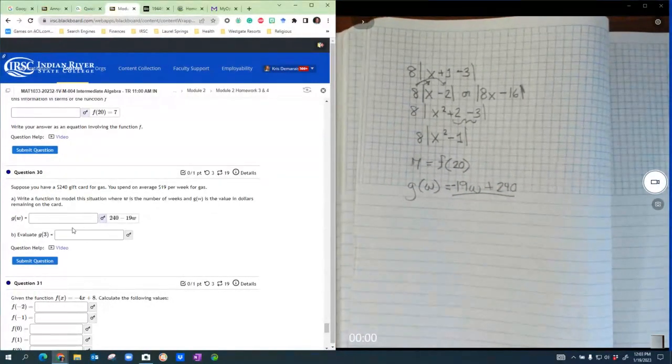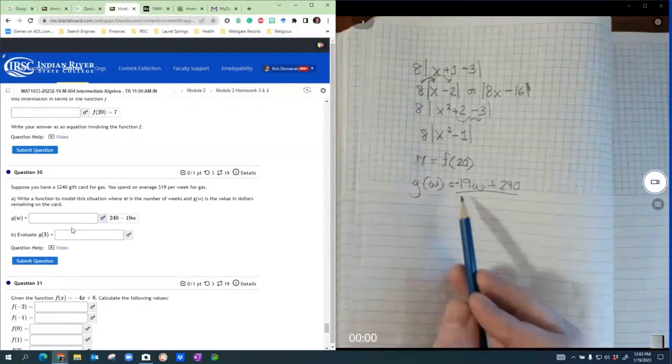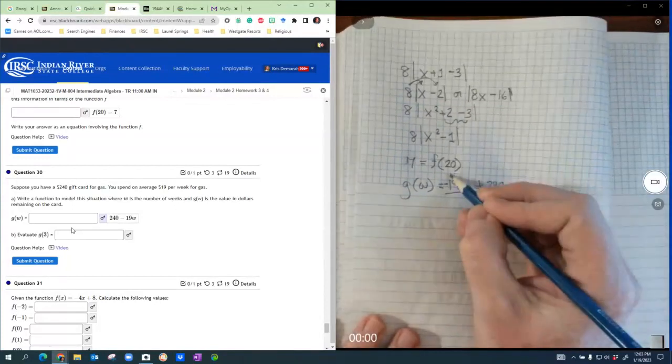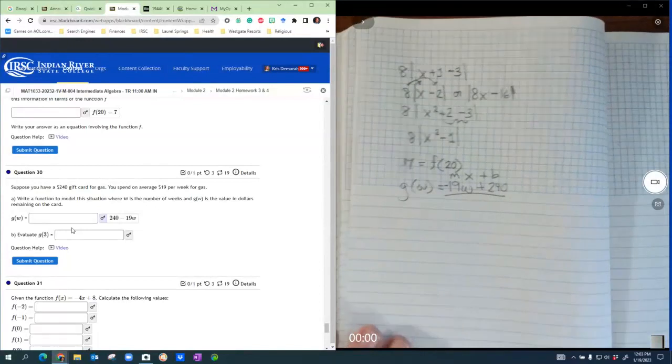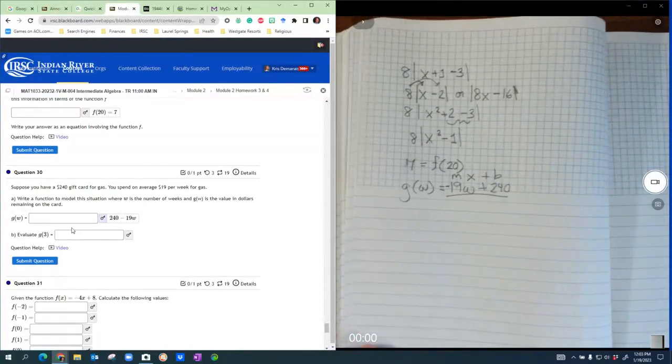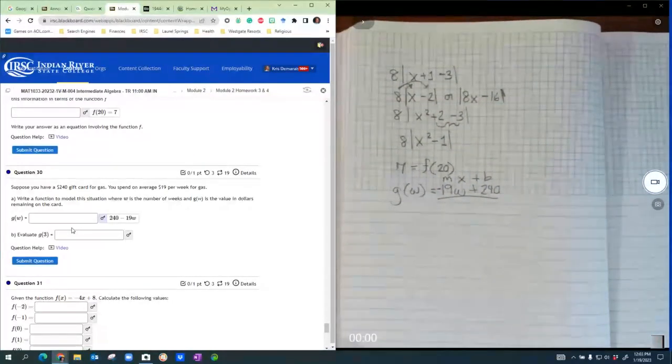And now once you have that, I personally like it better this way because of y equals mx plus b. That's why I write it this way, by the way. I like mx plus b. I don't like the way they wrote it, to be honest.